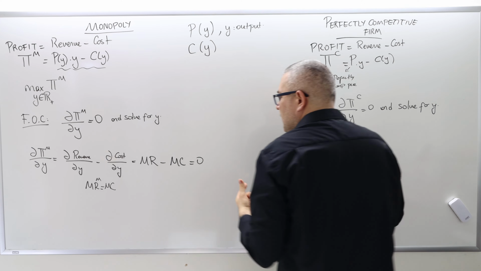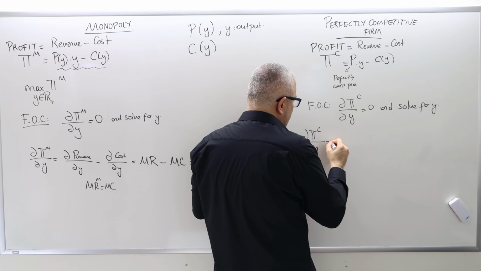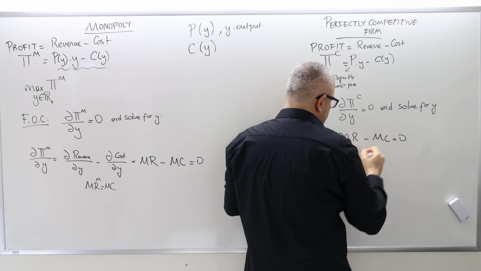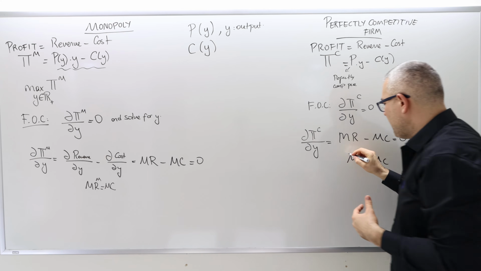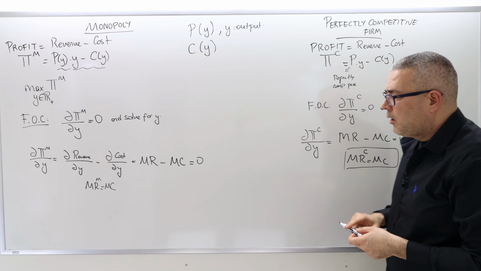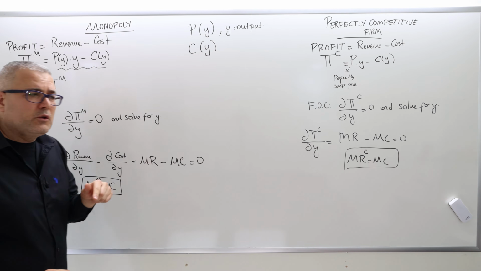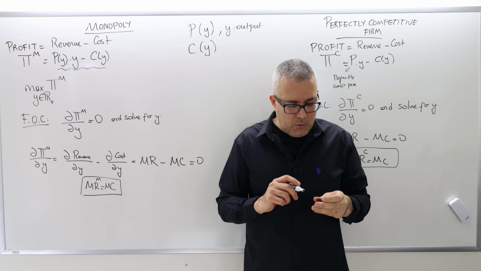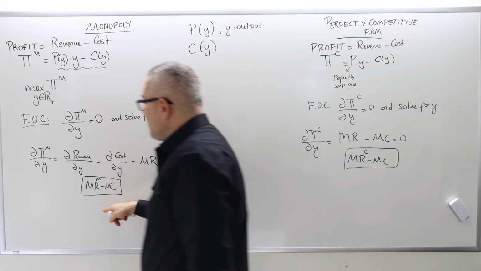However, same here. The del pi c, the competitive, del y equals, again, marginal revenue minus marginal cost equals 0. Hence, marginal revenue equals marginal cost. Let's call it MRC. So whether you are a perfectly competitive firm or monopolist, doesn't matter. Your marginal revenue must always be equal to your marginal cost. All right? So what do we learn from this? Next video.